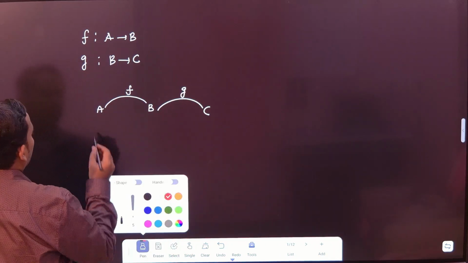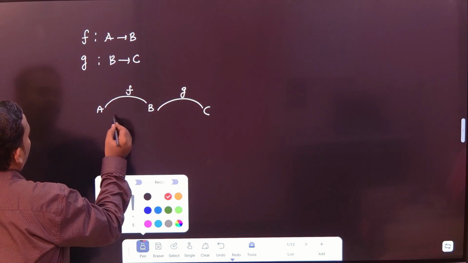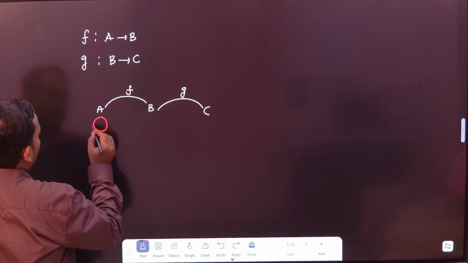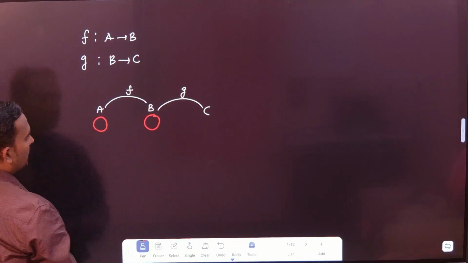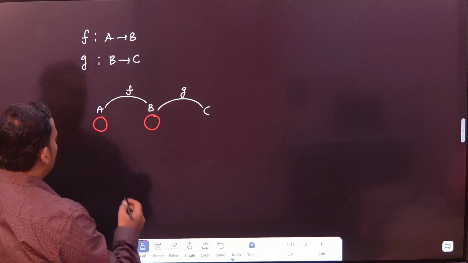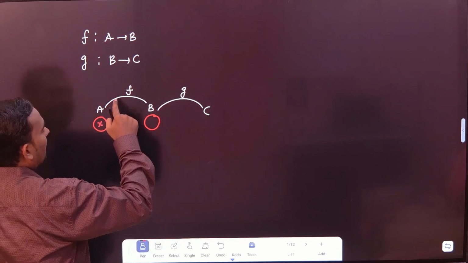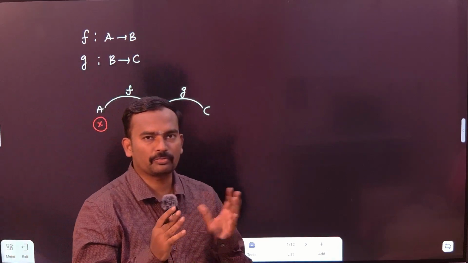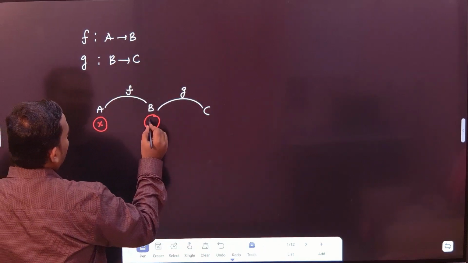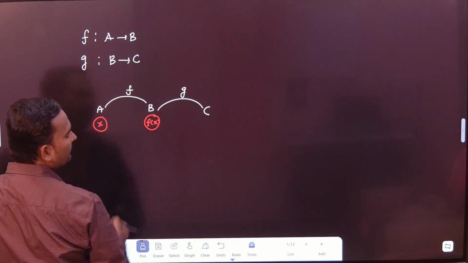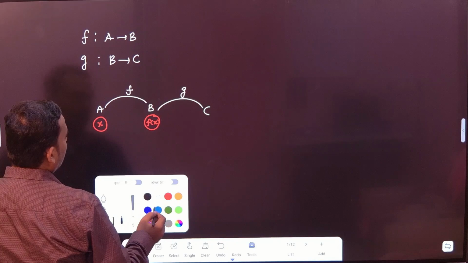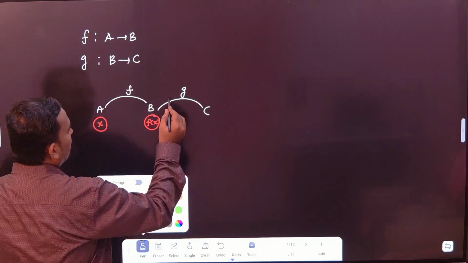Suppose you are taking the input here. This is the input value, and this is the output value. If I take A, one typical element, let's take x. Then under the process of the operations, the first operation is f. Then the output will be f of x. Okay, clear?